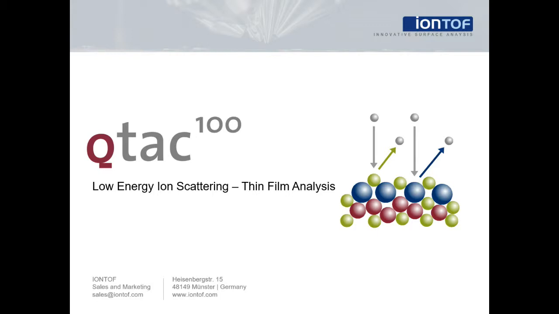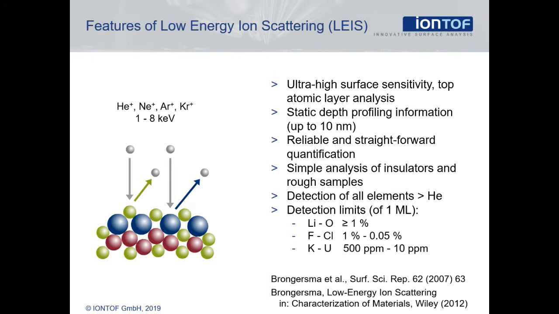In this presentation, we will show some typical applications of low-energy ion scattering with regards to thin film analysis. For thin film applications of up to a few nanometers of thickness, LEIS delivers two kinds of information. Firstly, the quantitative elemental composition of the outermost atomic layer, and secondly, the in-depth signal of heavier elements of the first few nanometers of the sample without sputtering.